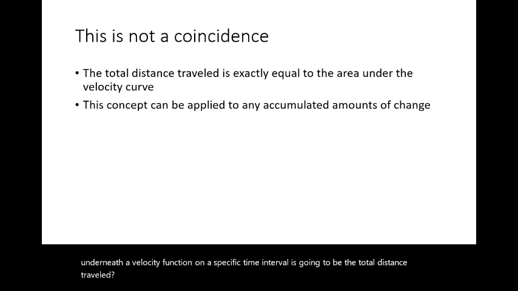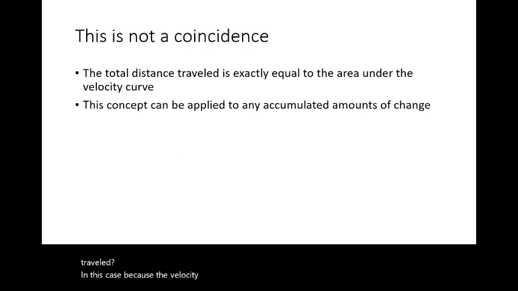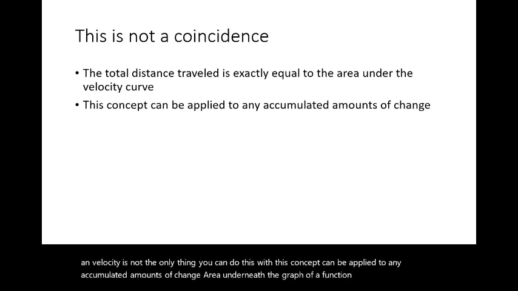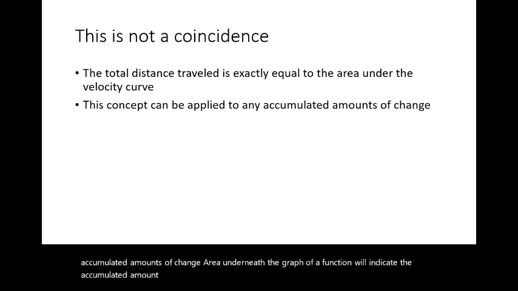In this case, because the velocity function was a constant function, the area was really easy to find, and velocity is not the only thing you can do this with. This concept can be applied to any accumulated amounts of change. The area underneath the graph of a function will indicate the accumulated amount of change. In the case of velocity, it was the accumulated amount of distance, but if your graph stood for something else, it would just be whatever the accumulated amount of change was.